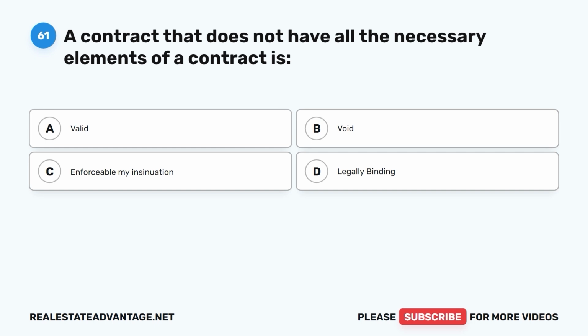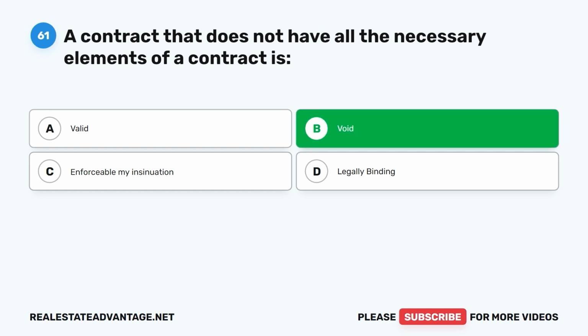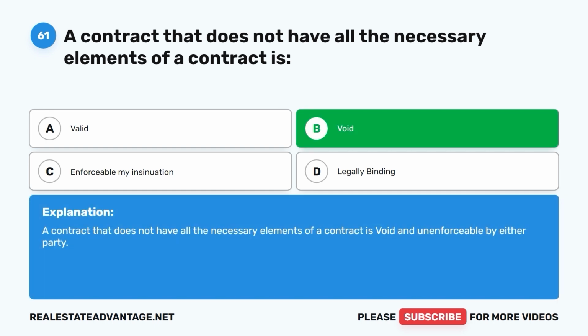Question 61. A contract that does not have all the necessary elements of a contract is A. Valid, B. Void, C. Enforceable by insinuation, D. Legally binding. The correct answer is B. Void. A contract that does not have all the necessary elements of a contract is void and unenforceable by either party.